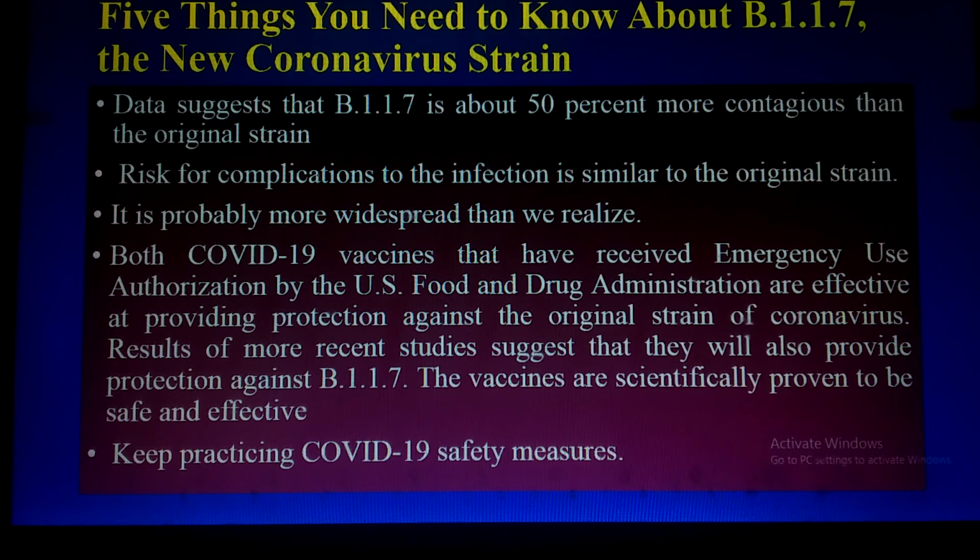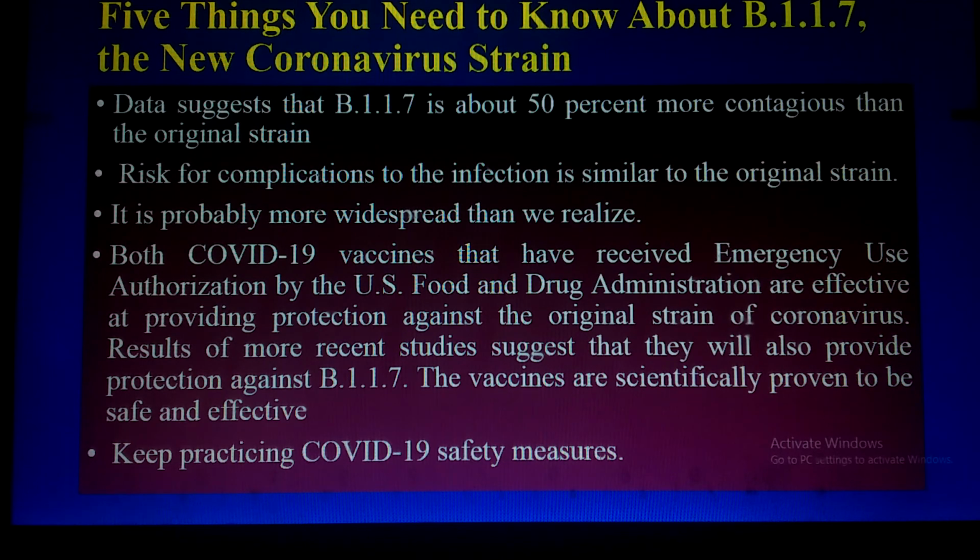Now the five things you need to know about B117, the new coronavirus strain. Data suggests that B117 is about 50% more contagious than the original strain. The risk of complications from the infection is similar to the original strain. It is probably more widespread than we realize.